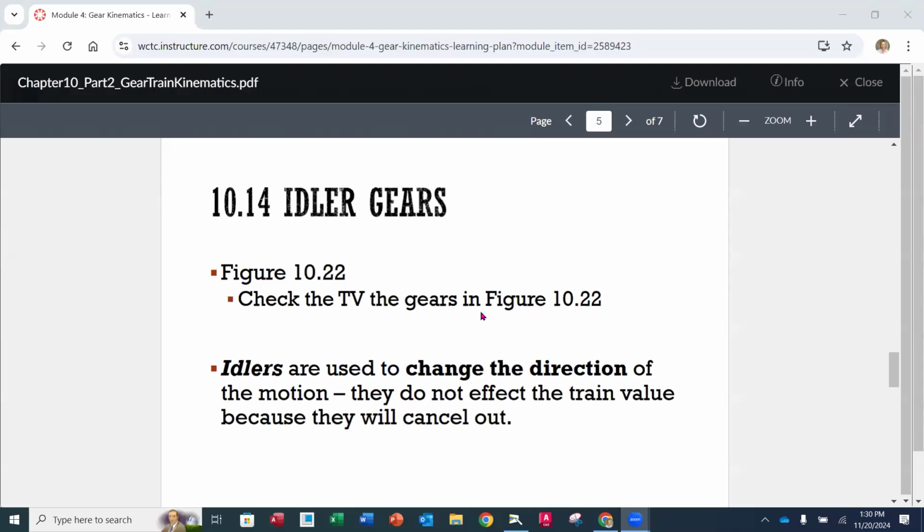Okay, so we just have our very last subject here, and that is going to be idler gears. Now, an idler gear has one sole purpose, and that purpose is to just change the direction from the input to the final output. So let's see what an idler gear looks like in an arrangement.